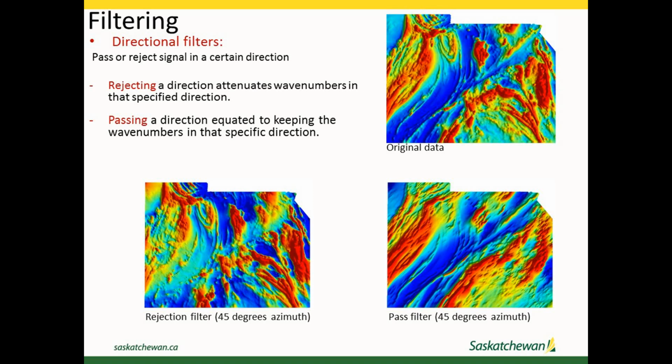After applying directional filters, 45-degree azimuth, it rejects all these linear features. On the other hand, in the pass filters, it enhances the linear features with 45-degree azimuth.